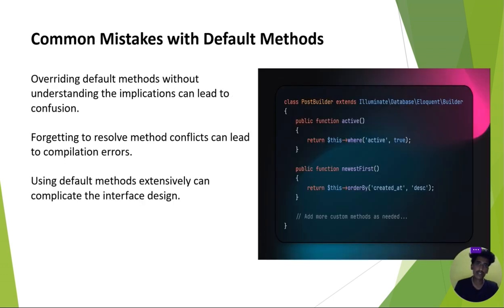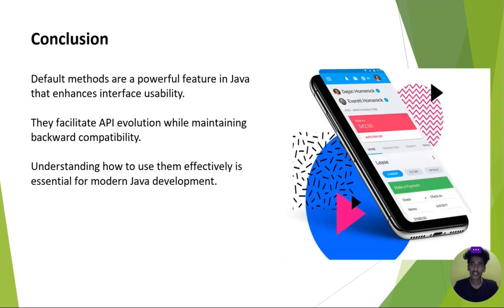Common mistakes with default methods. Overriding default methods without understanding the implementation can lead to confusion. Forgetting to resolve method conflicts can lead to compilation errors. Using default methods excessively can complicate the interface design. Lastly, conclusion. Default methods are a powerful feature in Java that enhance interface usability.